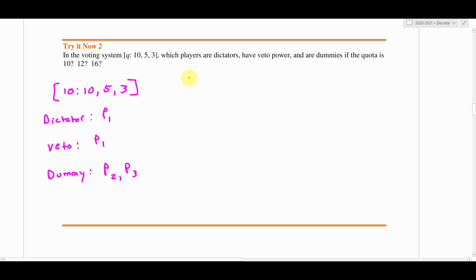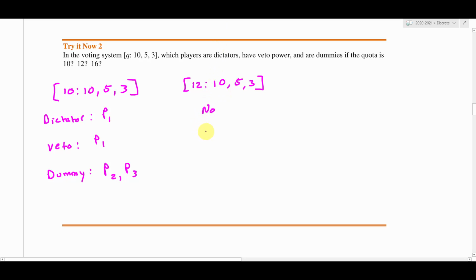This time we're going to change the quota to be 12, and the weights remain the same. Okay, so quota is 12. We have 3 players with weights 10, 5, and 3. So this time we do not have any dictators, right? Because the highest amount of weight that any one player has is 10, and the quota is 12. So no one can pass a measure by themselves.